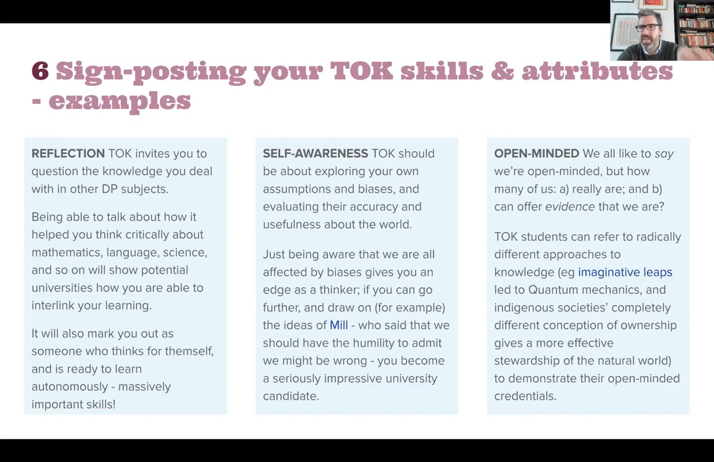It's about being aware that we are all biased, we are all flawed, we all have our own point of view and perspective on the world, and how that affects the way we produce our knowledge. I think just by being aware, just by showing that we are aware, that gives you an edge as a thinker. But you can go even further than that, and you can draw on the ideas of people like John Stuart Mill, who said that we need to have the humility to accept that we might be wrong.